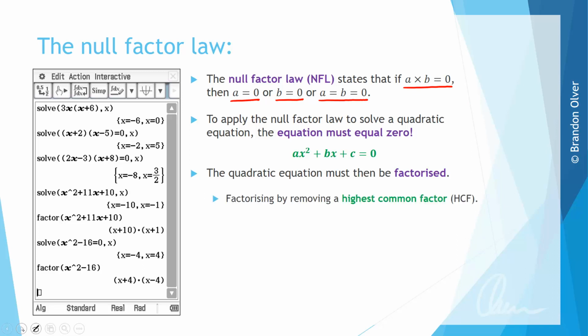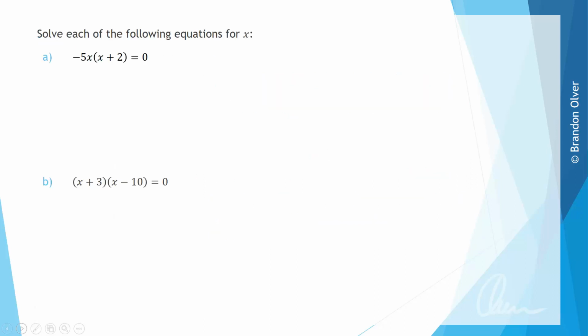So you may need to factorize by removing a highest common factor. You could factorize using a DOPS pattern or a difference of perfect squares pattern if that's applicable. Or you might need to factorize by inspection, and we've already had a look at two different methods, by inspection easy and by inspection hard, which apply to quadratic trinomials. So for each of the following, we're going to solve the equations for x.